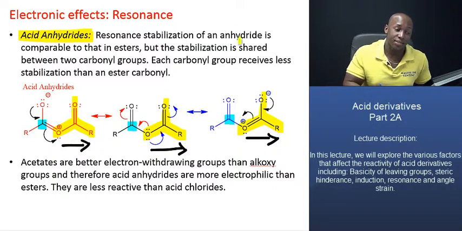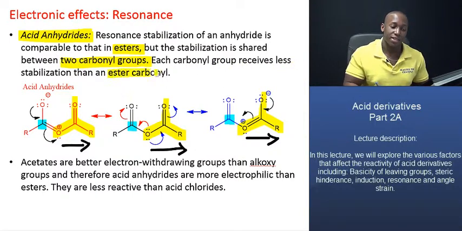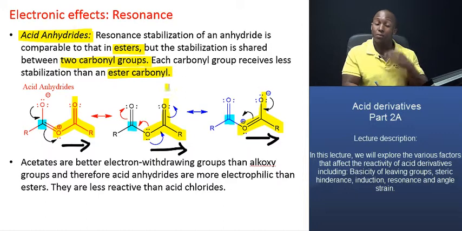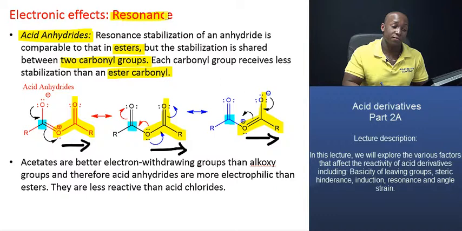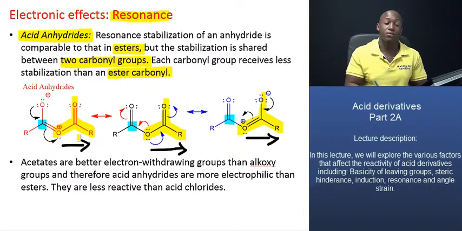So resonance stabilization in an anhydride is comparable to that which occurs in esters, but the stabilization is shared between two carbonyl groups. So each carbonyl group receives less stabilization than the ester carbonyl. I'm going to repeat that one more time. Each carbonyl group will receive less stabilization than the ester carbonyl. So we're talking about the effect of resonance. And remember, resonance will decrease reactivity.